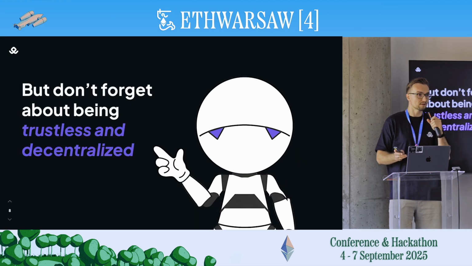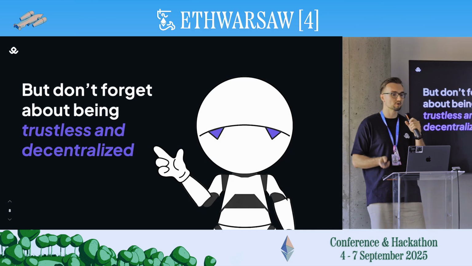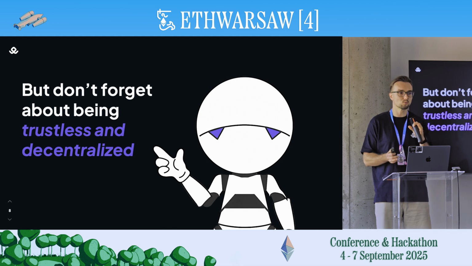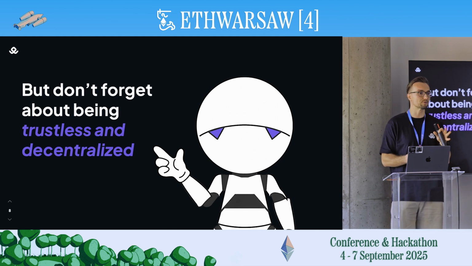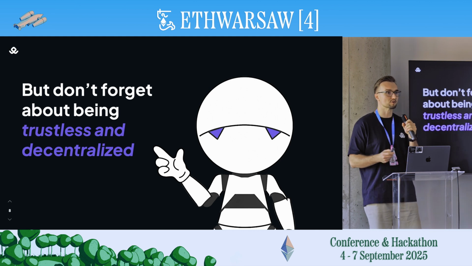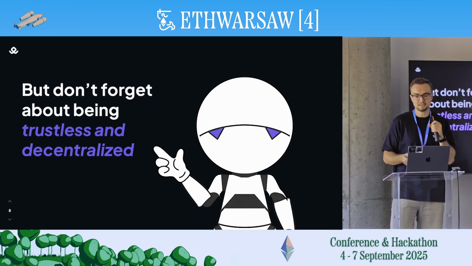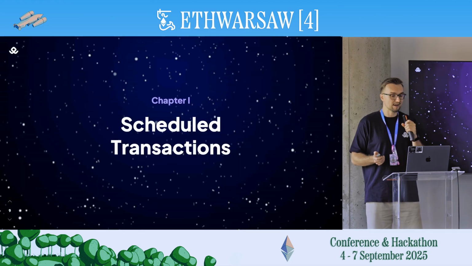So we're going to go through the automation protocol, but let's not forget about trustless and decentralization, because that's one of the reasons why we're here in Web3: we want things not to be centralized, and to have something that we don't need to trust because it's trustless.